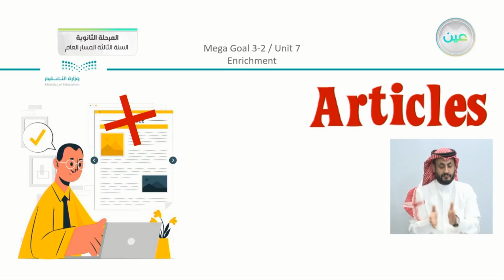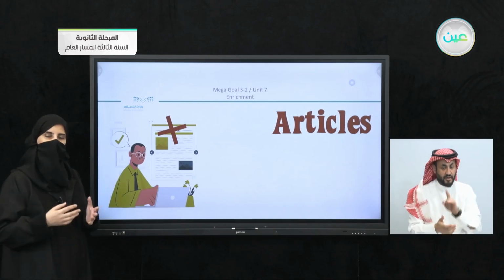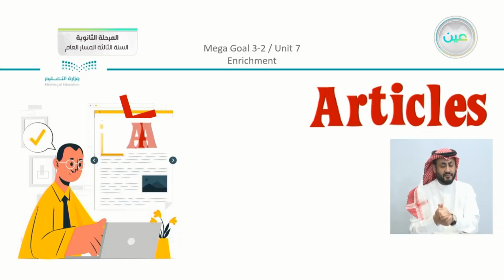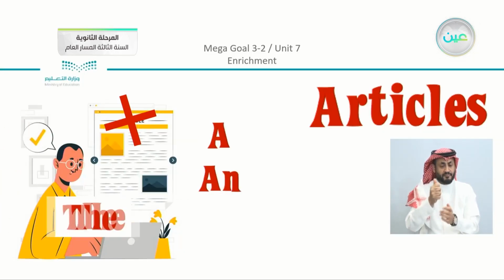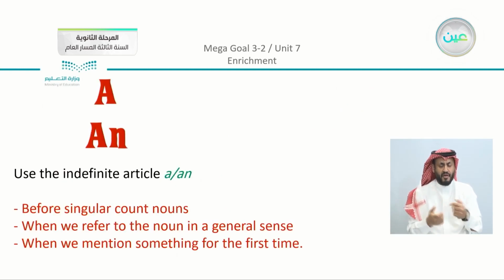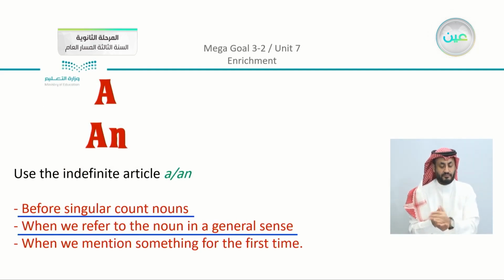Now, since we are mentioning business here, you can see that we have something called articles. Of course, here it is not about articles, the noun that we know or are familiar with, but actually grammatical articles, which are 3. We have here a, an, and the. Now, this was an easy structure that we have studied together. We know that a and an are indefinite articles used before singular count nouns when we refer to the noun in a general sense and when we mention something for the first time.